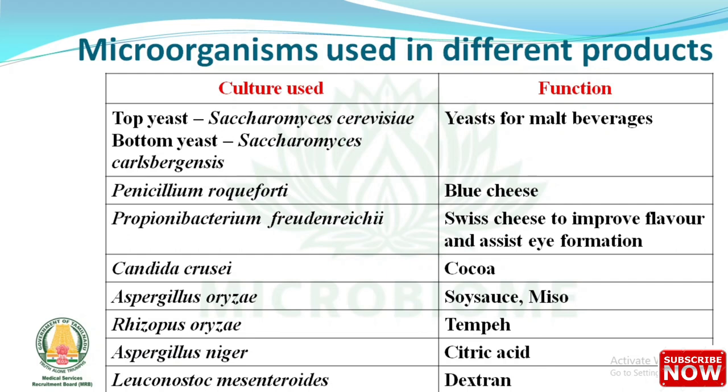Aspergillus oryzae, soy sauce and miso. Rhizopus oryzae for tempeh manufacturing. Aspergillus niger for citric acid production. And Leuconostoc mesenteroides for dextran production.